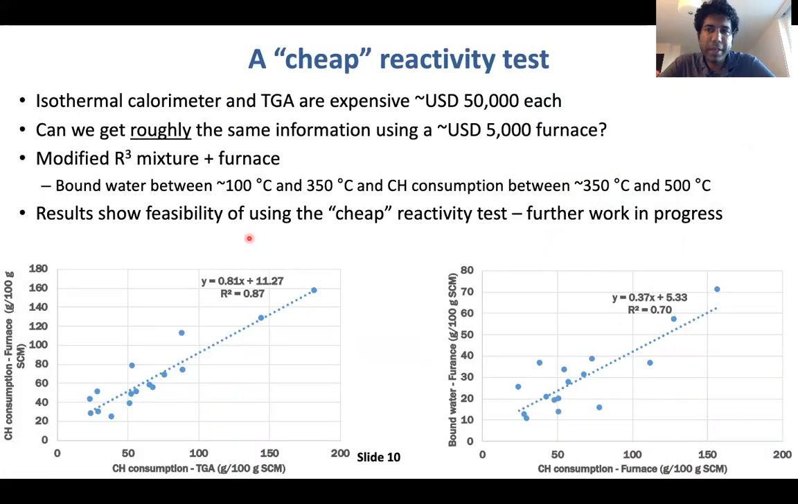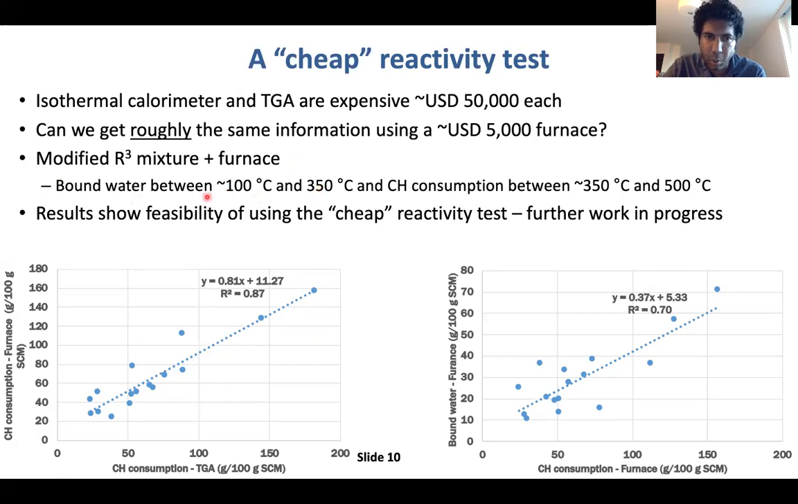Now, one of the big issues with running this test, even though it's a great test, is that the isothermal calorimeter and TGA cost $50,000 each. So can we get the same information using a cheap $5,000 furnace? And nicely enough, the answer is, yeah, it looks like we can. So what we did was, instead of using the heat release, we used the bound water as suggested by Scrivener and others. So we used 100 to 350 degrees.